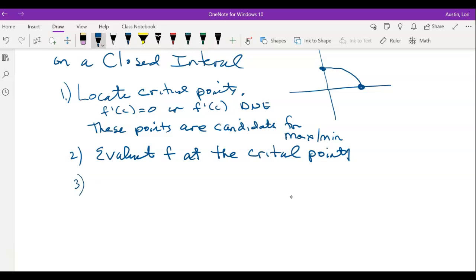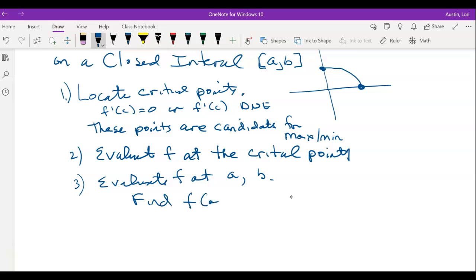Because it's a closed interval, you also need to evaluate f at the endpoints of that interval. So let's suppose my closed interval is A B. You need to evaluate f at A and B, because it's a closed interval, those endpoints could be your local extreme. You don't know until you find all the y values and see which one's higher, which one's lower.